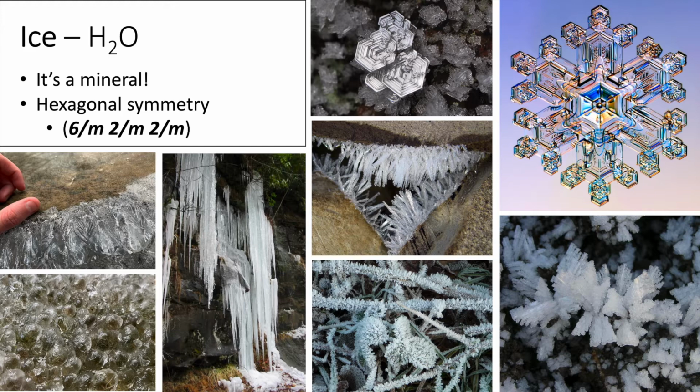So we've got a bunch of different habits that the ice is forming. We've got some stalactitic ice over here forming as icicles. We can see nicely in the case of this one in the top middle, the hexagonal symmetry of the ice. So that would be falling into our 6 over m, 2 over m, 2 over m Hermann-Mauguin category. We see some kind of acicular ice in these ones over here.